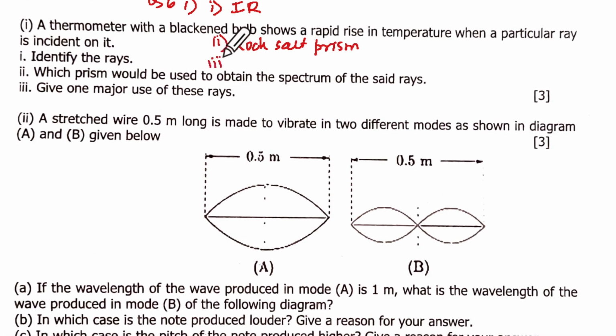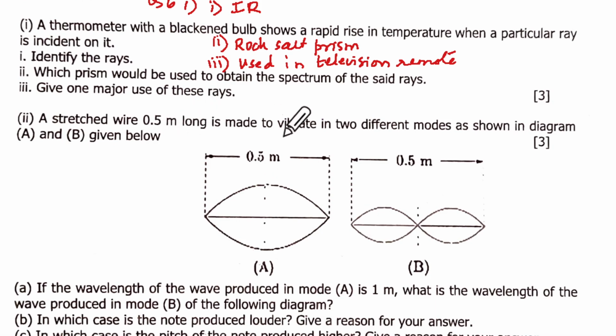Major use of this ray? Safety devices. You can't write safety devices. This is general. You can say it is used in TV remotes. Don't write TV, write television. Television remote. All of you will remember this, because you always have a remote in your hand, no? But don't write TV. You are getting one full mark for that, so write the television full form for that one mark.